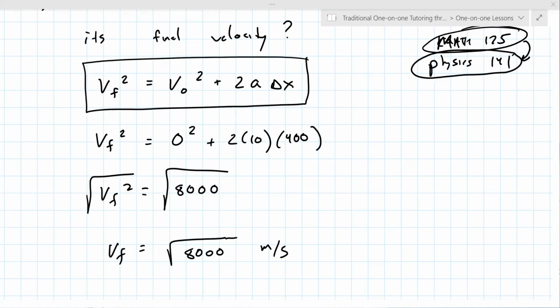All right, so let me see if I can find some more one-dimensional motion problems for us to look at that are challenging enough for this class.